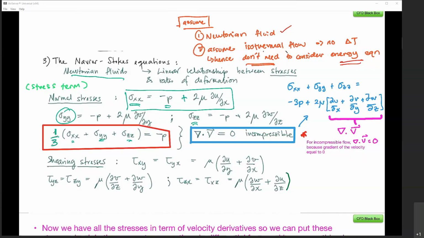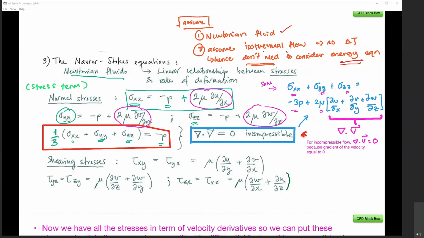You get 1 over 3 multiplied by the stress sigma xx plus sigma yy plus sigma zz equals negative p. What happens to the rest of the terms here? Now for the rest of the terms, because we assume it to be incompressible, when you sum them up xx, yy, zz, you get negative 3p plus 2 mu multiplied by du dx, dv dy, dw dz.